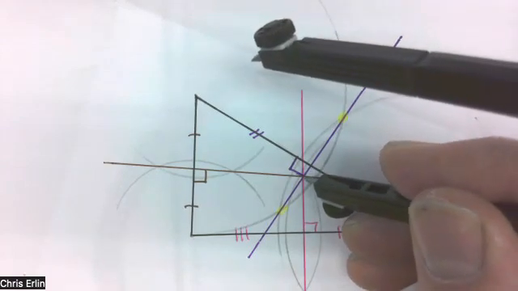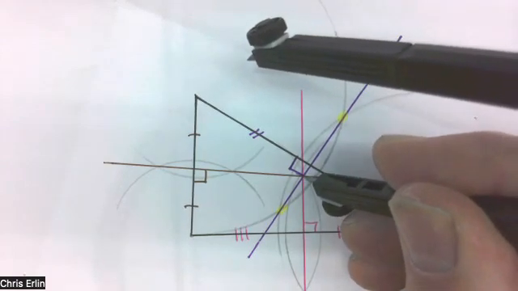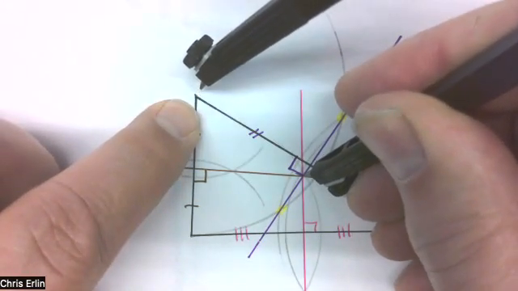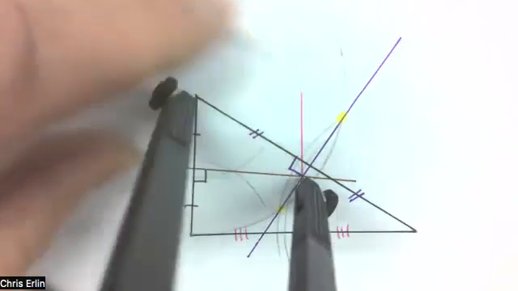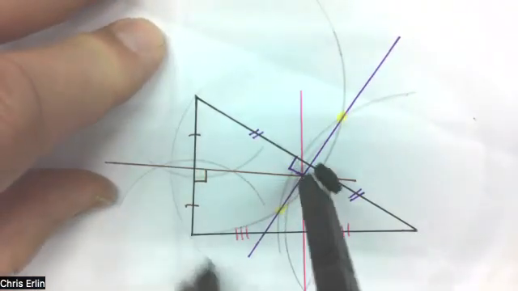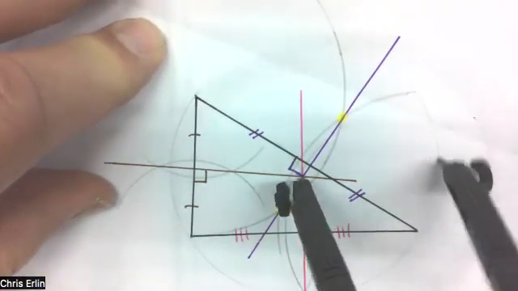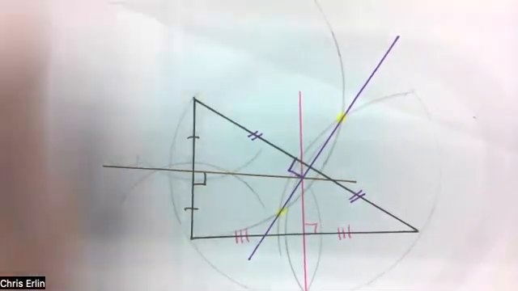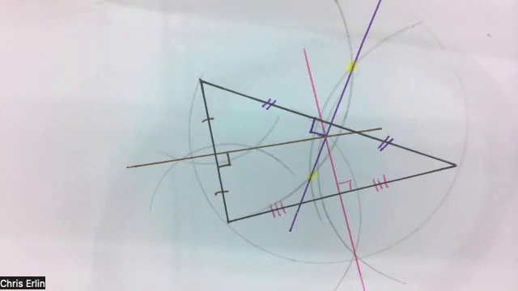Everybody put your needle at your point of intersection and adjust your compass so that it goes just to one of the corners, one vertex. And then draw a circle with that radius. And if you did it correctly, what's going to happen? It's going to touch all three vertices.